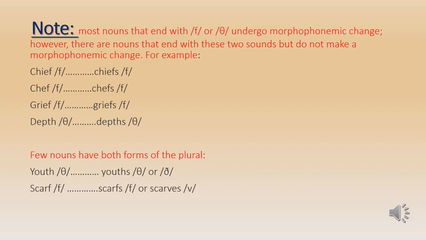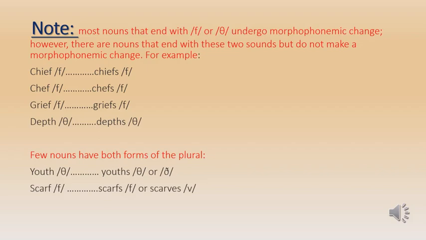Depth, it ends in th, and we have depths. We don't change th to dh. In both the singular form and the plural form, the final sound in the stem is th. So all of these nouns and some other nouns, they don't undergo morphophonemic change. They follow the regular plural. We just add the s plural to these nouns to make them plural.